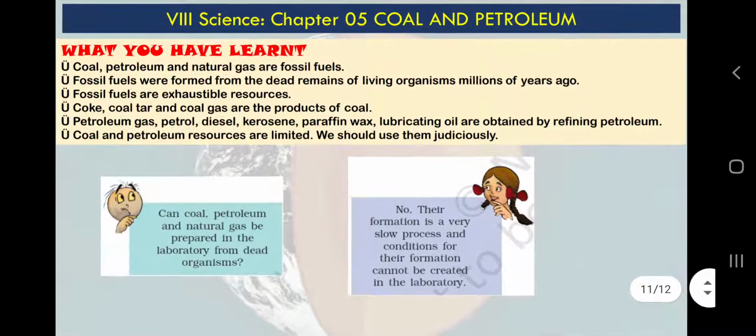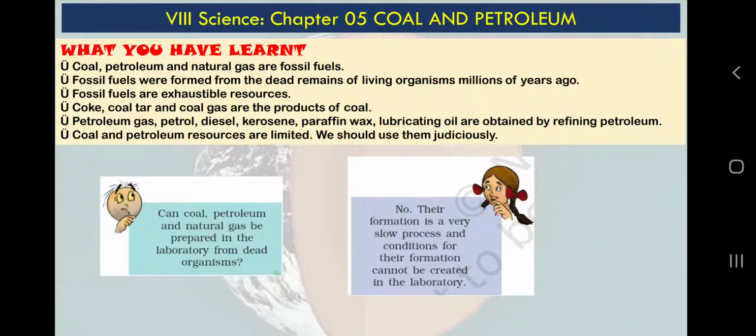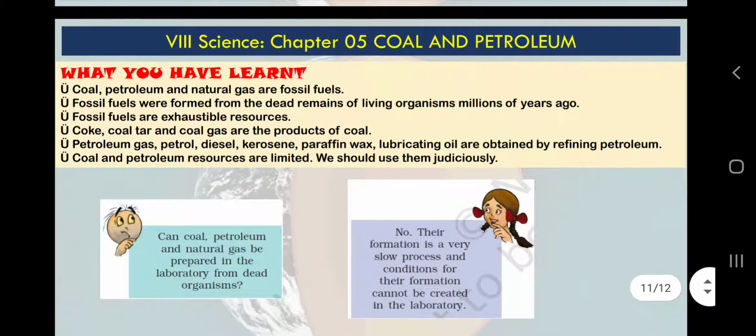Okay, one thing I also included in this presentation is the same thing which is there in your NCERT textbook, which is called what you have learned. I love this summary because it's a brief summary of the complete chapter. So you can see these points. These points summarize the complete chapter.